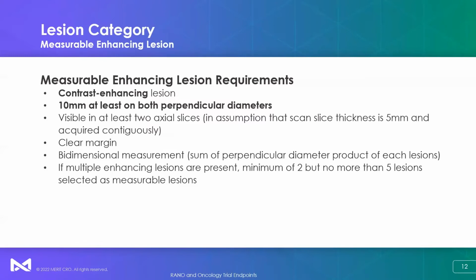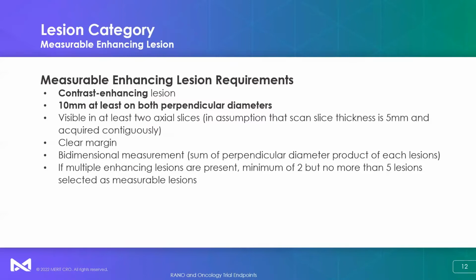The assumption is that slice thickness is 5 millimeters or less, and acquired contiguously, meaning there is no gap between the slice acquisition. It should have a clear margin. And then we will be performing the bidimensional measurement we talked about in earlier slides.